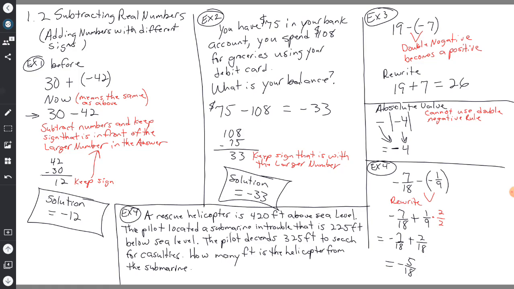So in this problem, a rescue helicopter is 420 feet above sea level. The pilot located a submarine in trouble that is 225 feet below sea level. The pilot descends 325 feet to search for casualties. Now, how many feet is the helicopter from the submarine?